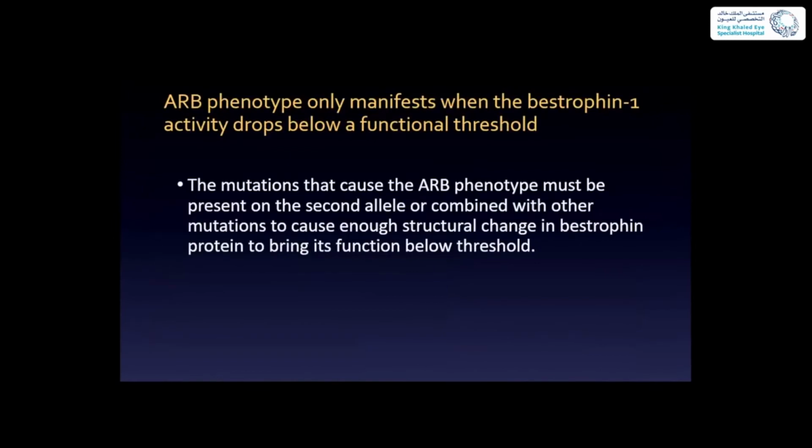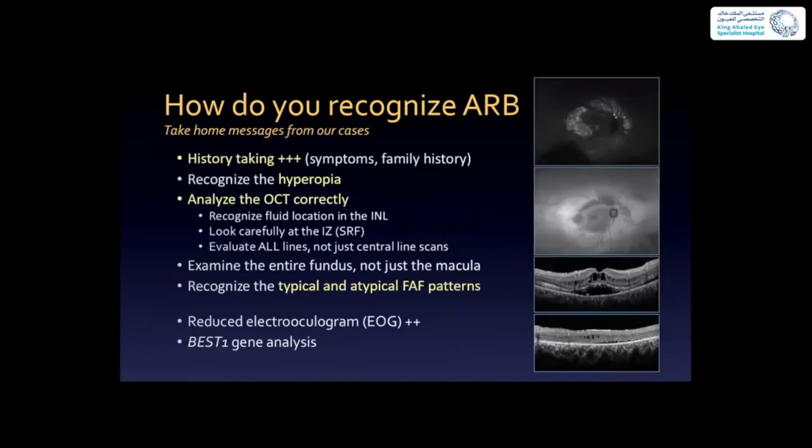So the autosomal recessive Best phenotype only manifests when the bestrophin protein activity drops below a functional threshold, and these appear to be required to be biallelic to function and cause the protein function to drop significantly.